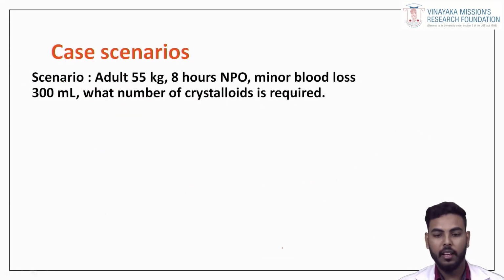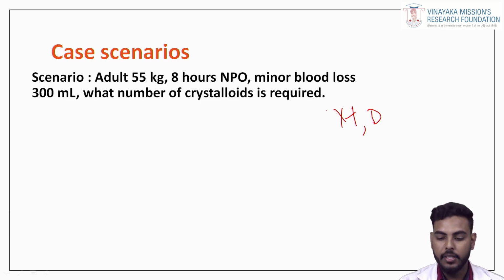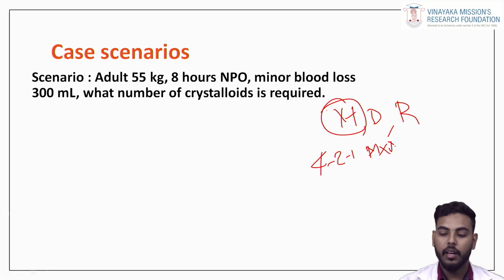Now we will solve one case scenario. An adult 55 kg patient, 8 hours of NPO, minor blood loss of 300 ml. What amount of crystalloids is required? Here we have to calculate maintenance, the deficit, and the replacement of the blood loss. Maintenance is calculated using the 4:2:1 rule. Deficit is maintenance into NPO hours. Replacement for crystalloid solution is 1:3, which we have to remember. Using these three components we will solve this.